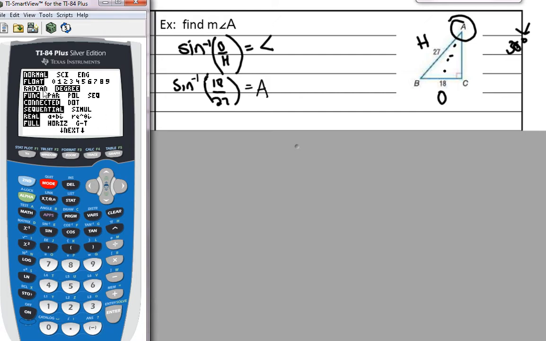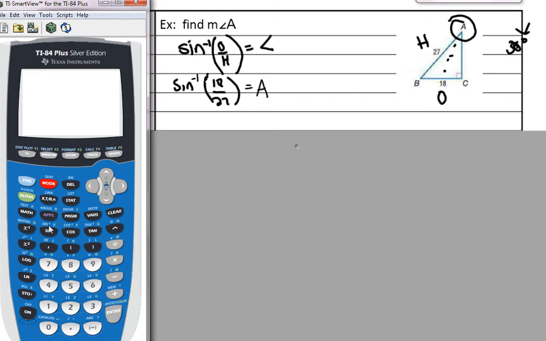So we double check to make sure that we're in degree mode. That's here under mode and then degree. Go ahead and exit out of there. Second mode quits you out of there. And we just type in exactly what we see here and it'll give us angle A.